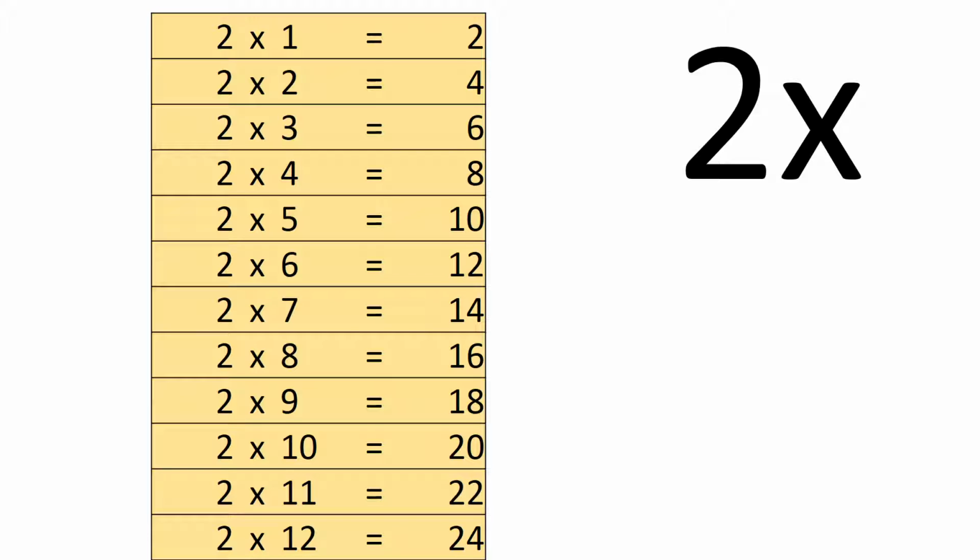2 times. 2 times 1 is 2. If you notice, basically anything times 2 is just doubled. 2 times 1 is 2. 2 times 2 is 4. 2 times 3 is 6. 2 times 4 is 8. 2 times 5 is 10. 2 times 6 is 12.